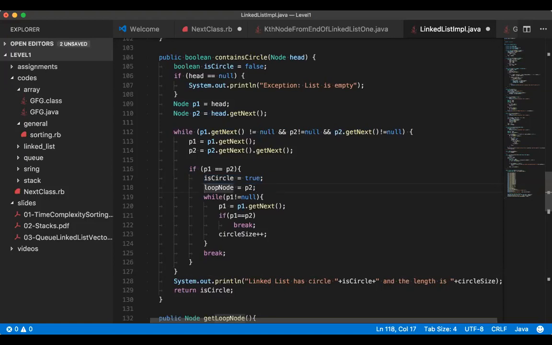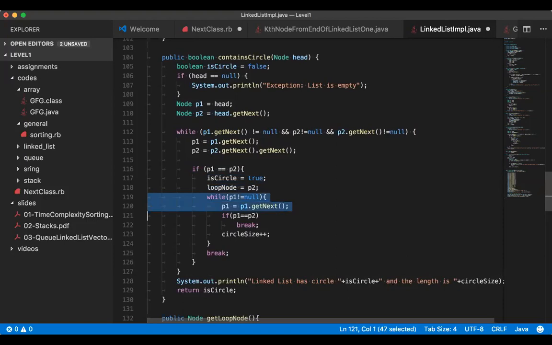And after that, we set loop node equal to P2, and then we just rotate P1 again in a complete circle because they have met somewhere. Because they have met somewhere, P1 equal to P2 means this circle is true, which is correct. And then we start one more loop internally, which starts from the meeting point, and then we keep on moving. But I don't think we need to.